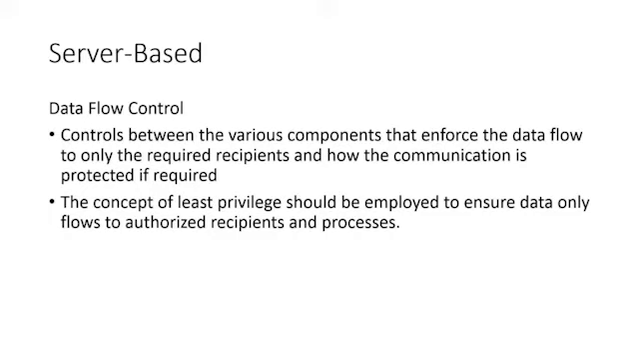And we want to maintain our data flows of how that information is moving throughout our server systems. So data flow control is what we need to talk about. These are controls between components that enforce the data flow to only required recipients. And it's also how the communication is protected if we require that. So how it's going to get from where it is to where it's supposed to be, only to the required recipients, not necessarily everybody or unauthorized individuals. So with this, the concept of least privilege should be employed. Again, only required recipients. That way we can ensure that data only flows to authorized people or authorized recipients and authorized processes.